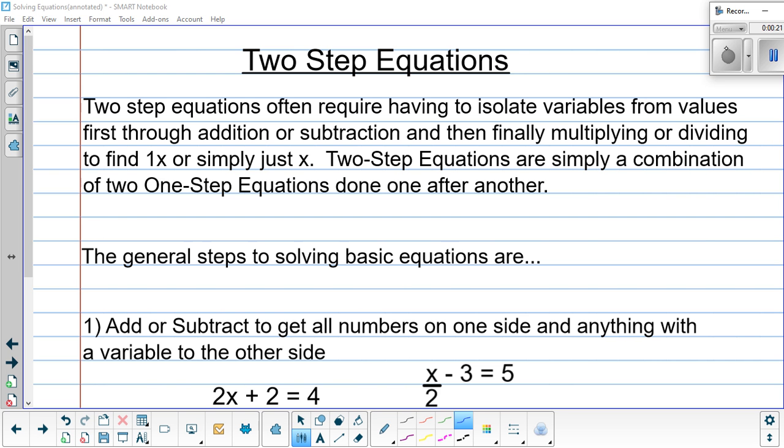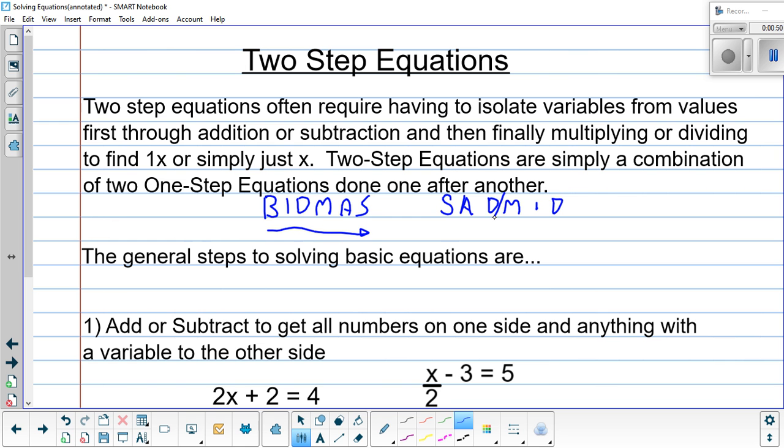So two-step equations are just two one-step equations we've done one after the other. So we will always do our addition, subtraction first, and then we'll do multiplication and division. What I like to sometimes point out to people is that normally when we work with numbers, we work with BIDMAS, correct? When you go to solve, you typically do it in the reverse order.